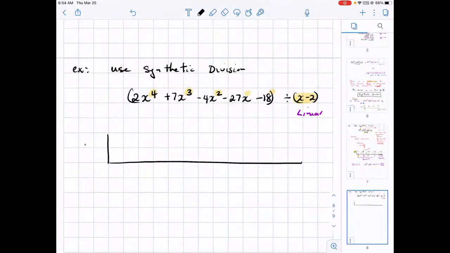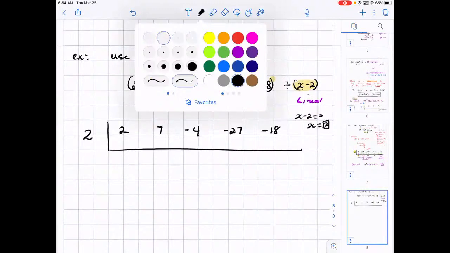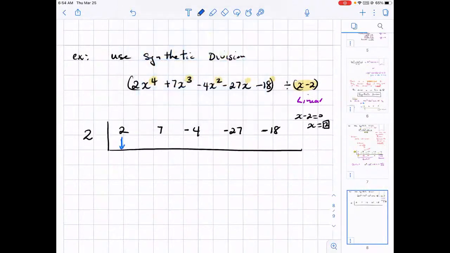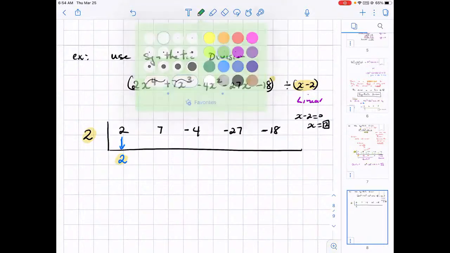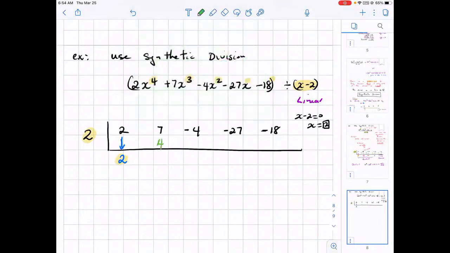So then here we put 2. How are we getting 2? Because x minus 2 equals 0, so x is equal to 2. It has to be the solution. And here we use the coefficients 2, positive 7, minus 4, minus 27, minus 18. Let's do it now. The first step is to bring down the 2, and then we multiply. 2 times 2 becomes 4, and we add 7 plus 4, that is 11.